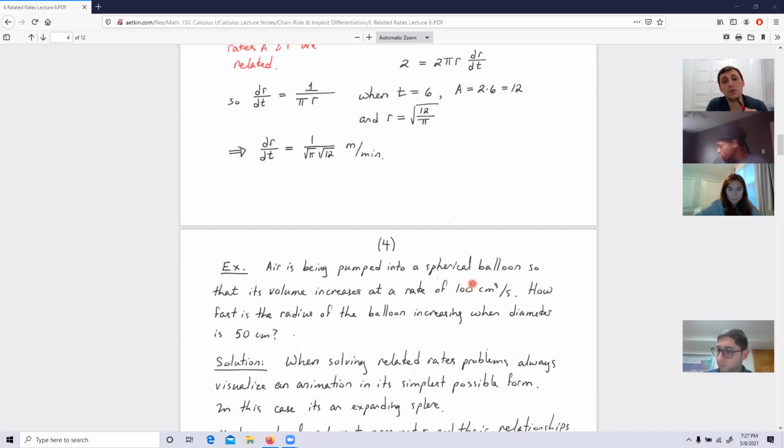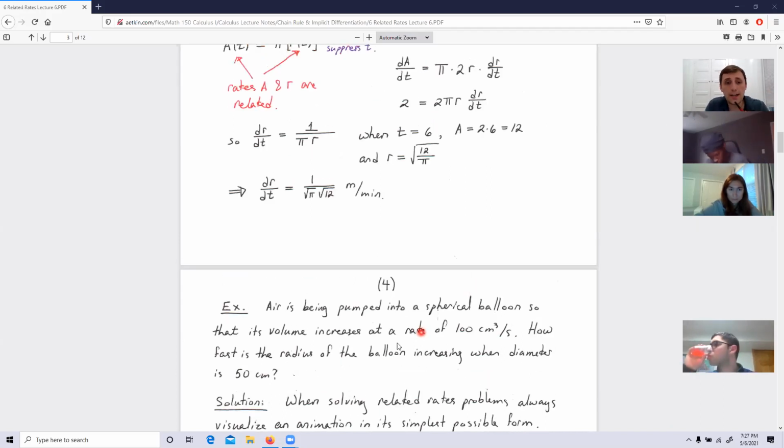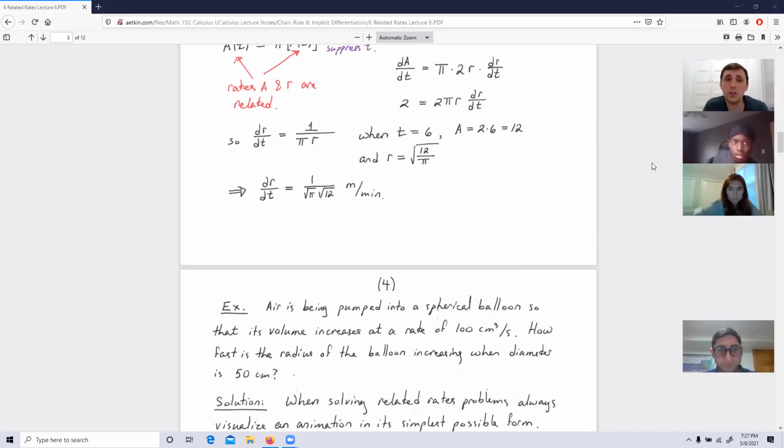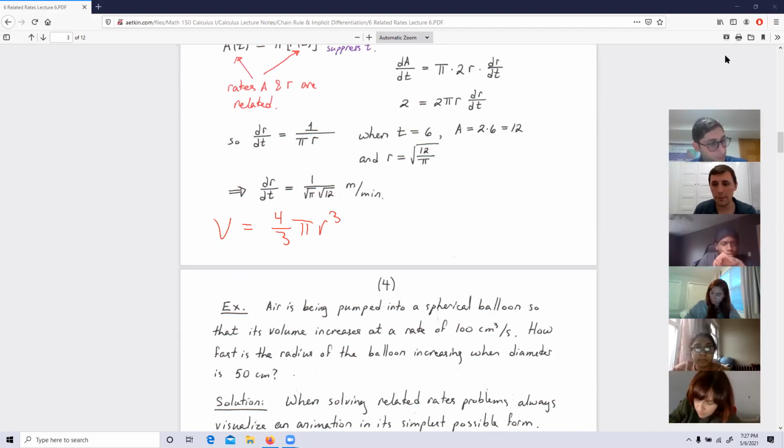Now, I would like us to figure out how fast the radius of the balloon is increasing when the diameter is 50 centimeters. Diameter, guys. For that question, you might find it useful to know the formula for the volume of the sphere. The volume of the sphere V is 4 over 3 pi r cubed. Now, can you try to figure out this question? I'm going to come back in a few moments and we'll talk about it.